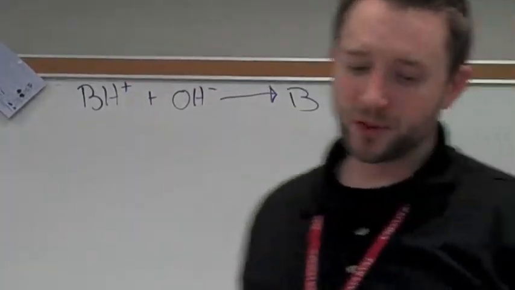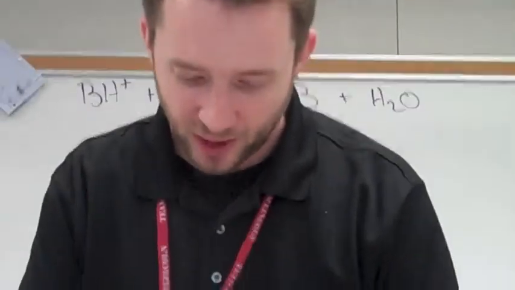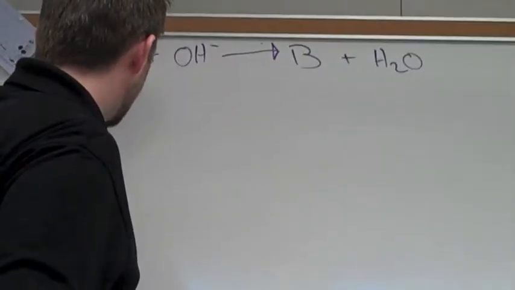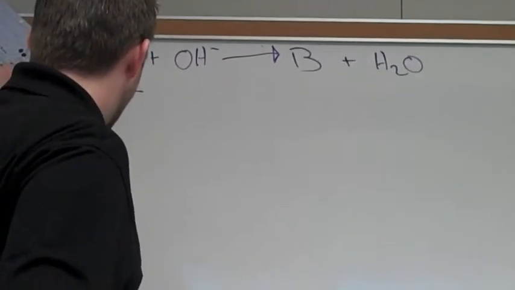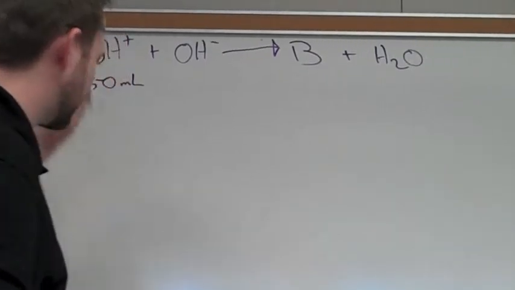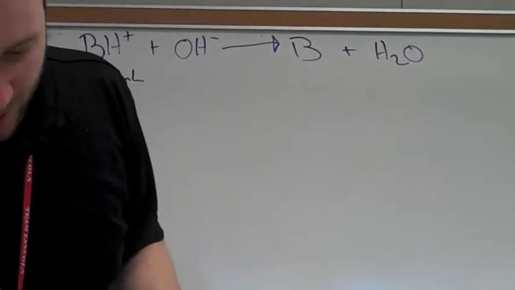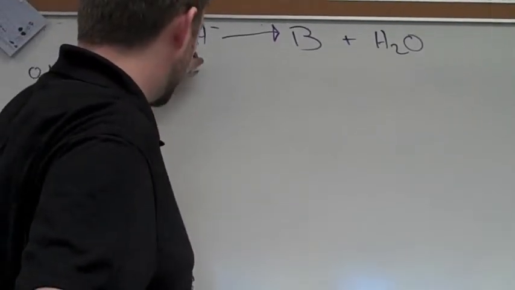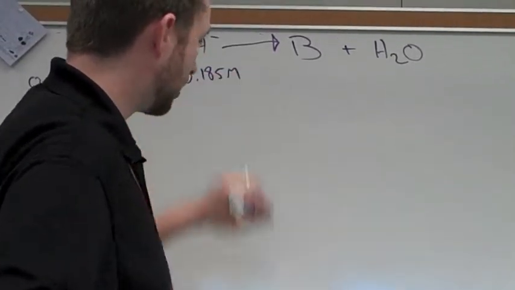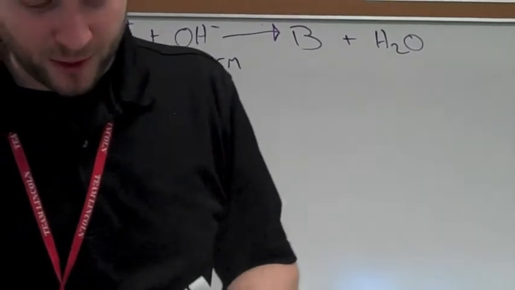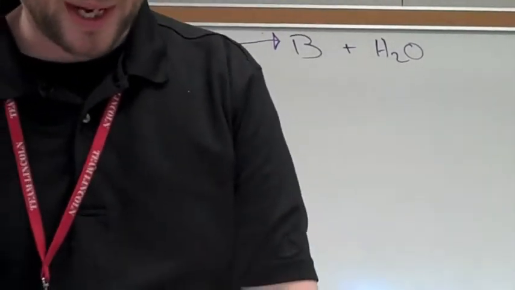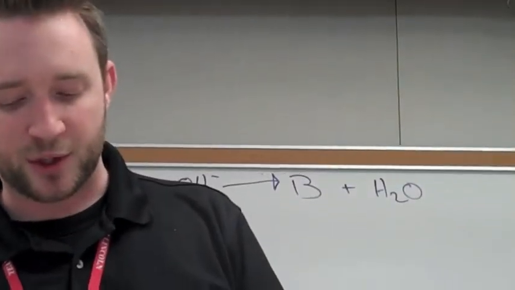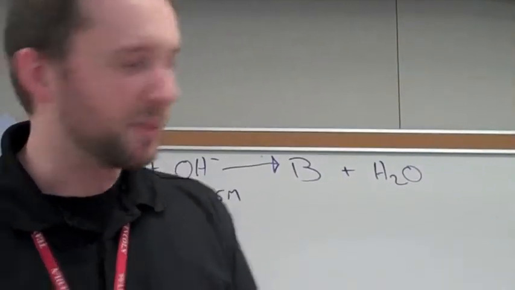All right, now what we start with. We start with the aniline hydrochloride: 50 milliliters of 0.100 molar solution, and we're going to be titrating this with sodium hydroxide with a concentration of 0.185 molar. All right, so that's the information. So, part A, the question is, what is the pH of the aniline hydrochloride solution before the titration begins?